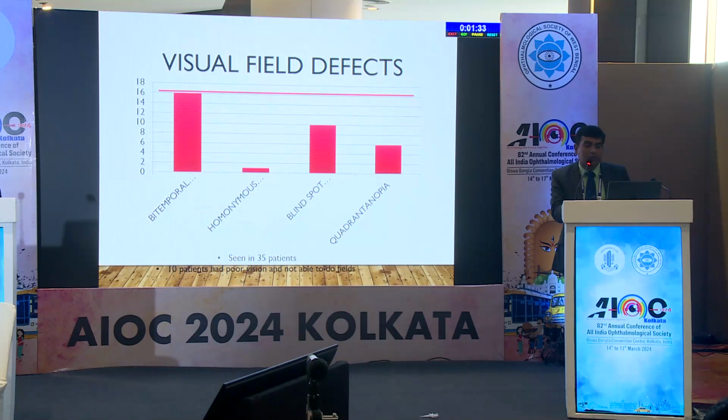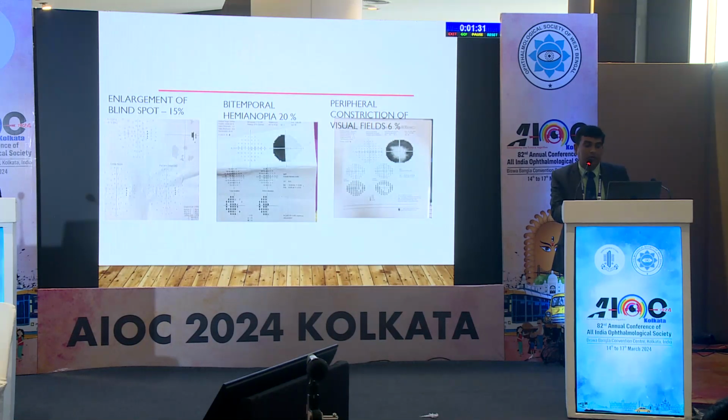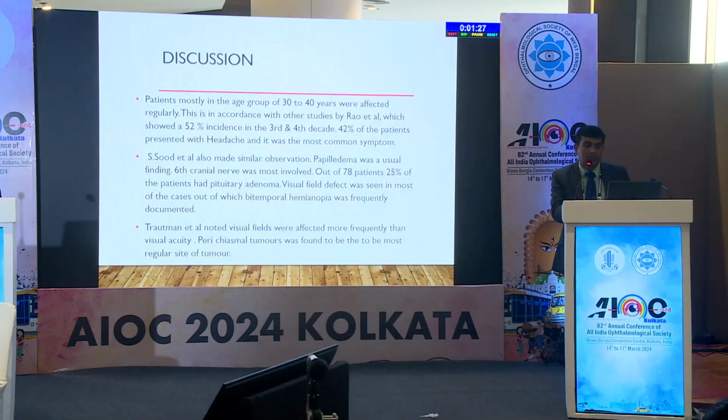Among visual field defects, the most common was bitemporal hemianopia at around 20%, enlargement of the blind spot in 6%, and peripheral constriction in 6% of the patients. Patients mostly in the age group of 30 to 40 years were affected. This is in accordance with other studies, such as Rao et al., which showed 52% incidence in the 3rd to 4th decade. 42% presented with headache, the most common symptom, and papilledema was the usual presentation along with sixth nerve palsy. Out of 78, 25% had pituitary adenoma.